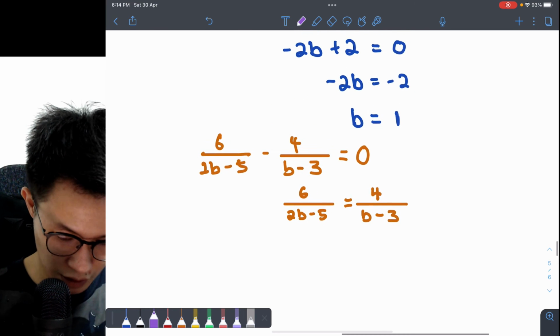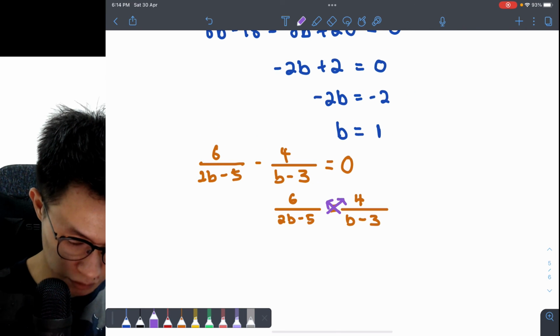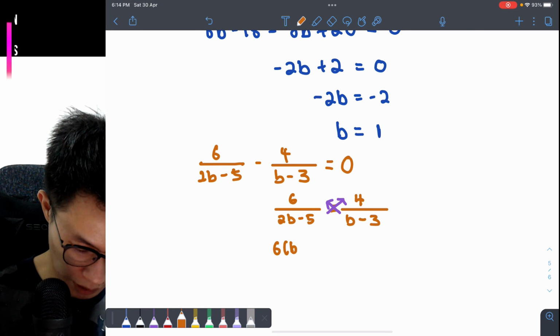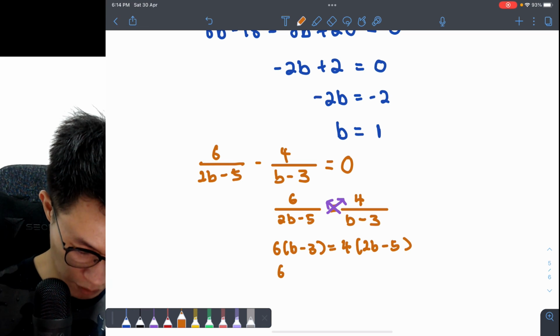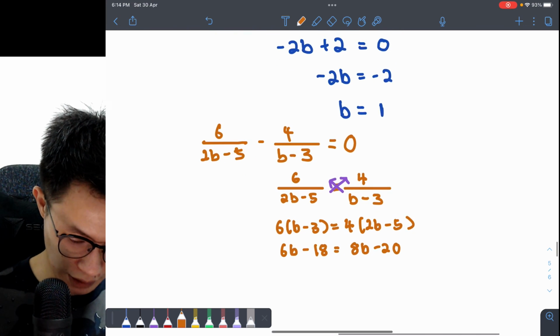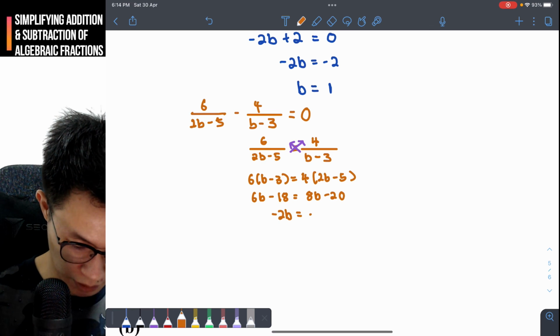And right here, you can apply what you know, which is something called cross multiplication. What you have will be 6 times b minus 3 equals 4 times 2b minus 5. This works as well. Resolve it, and you will technically get the same answer. You will get negative 2b equals negative 2, b equals 1.